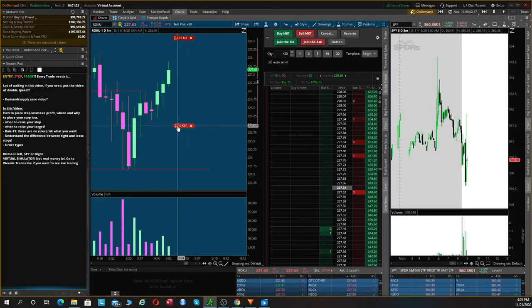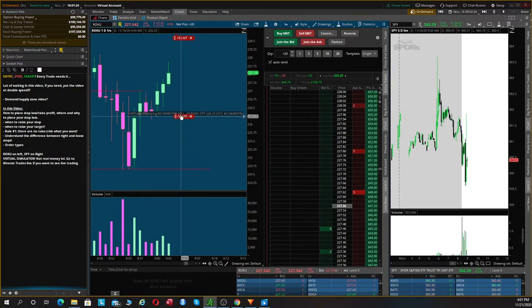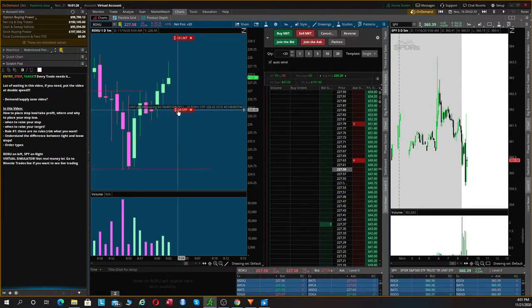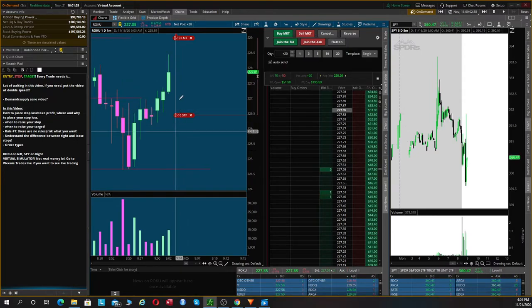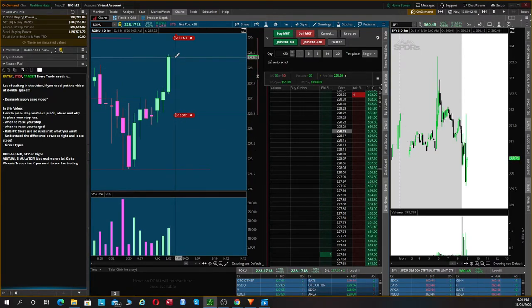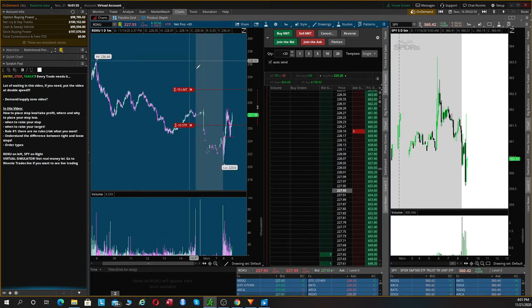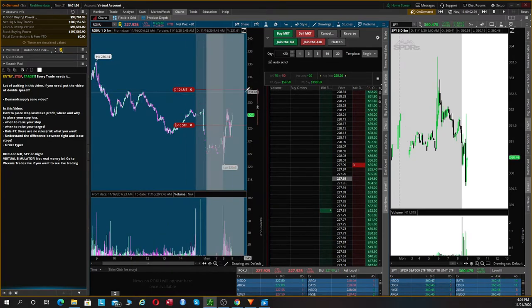Okay, Roku. There it's starting to move up. Let's slowly inch up our stop just underneath this support, 226.44. There we go. There goes Roku. Nice, good extended candle. Volume's coming in. People are wanting to buy Roku right now.